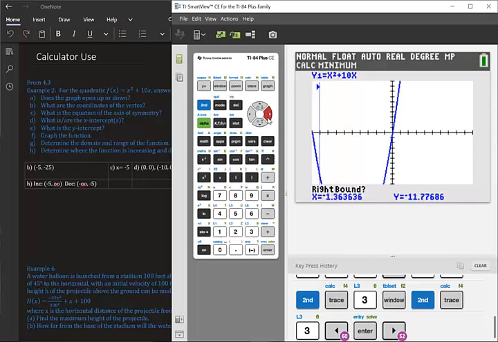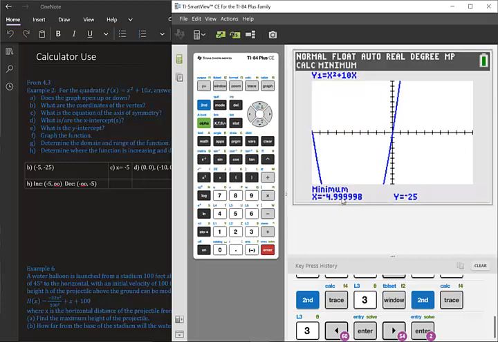Should be coming up soon. There it is. So this is right bound. Hypothetical vertex is down here. So this is right of the vertex. Go ahead and hit enter 2 times. So enter, enter. And we have our vertex, negative 4.999. That's negative 5. That is negative 5.